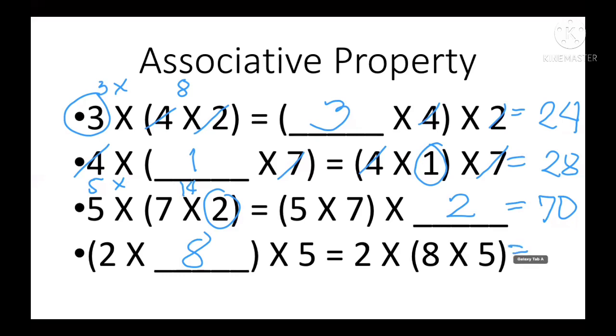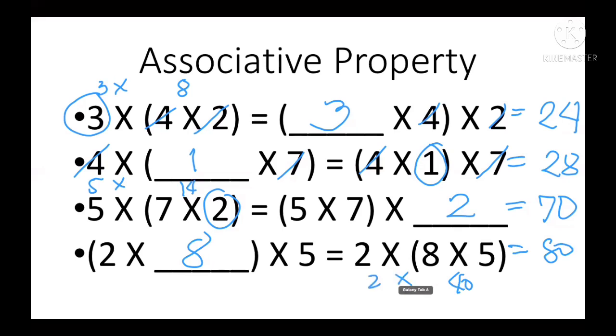Now, let's multiply. 2 times 8 times 5. The answer is 80. Very good. It's because 8 times 5 is 40. 40 times 2 is 80.